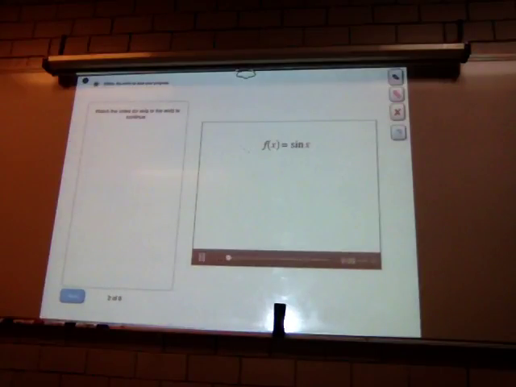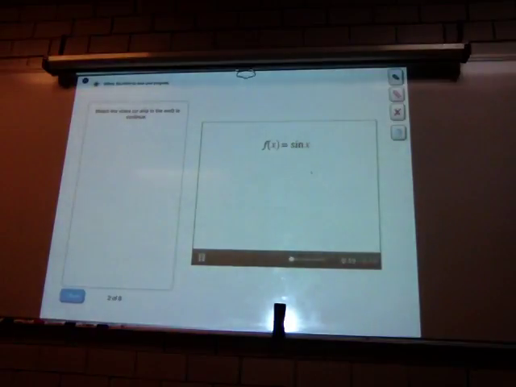Okay, so you think the derivative of the sine of x looks like cosine of x. Now let's find out if that's right, or if the derivative of the sine function is something else. First off, what's the formula you can use to find the derivative of sine of x?